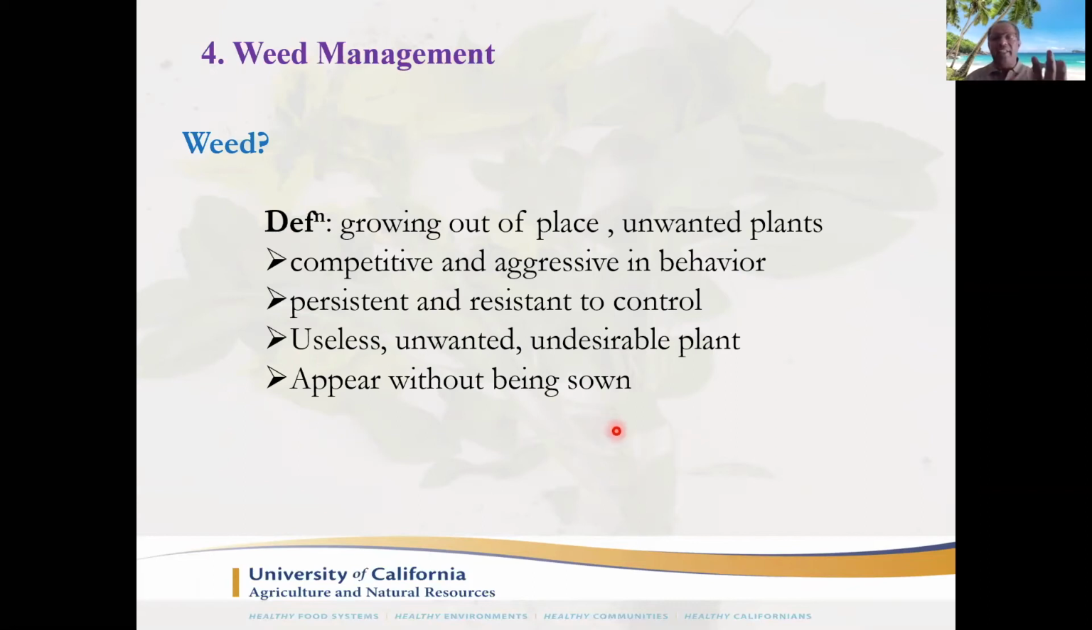So anything that is out of place, unwanted, is a weed in your garden. It is competitive and aggressive. That's their behavior: persistent and resistant to control. Sometimes people call them useless, unwanted, undesirable, and all kinds of names. They usually appear without sowing. You did not plant them, but they are everywhere.